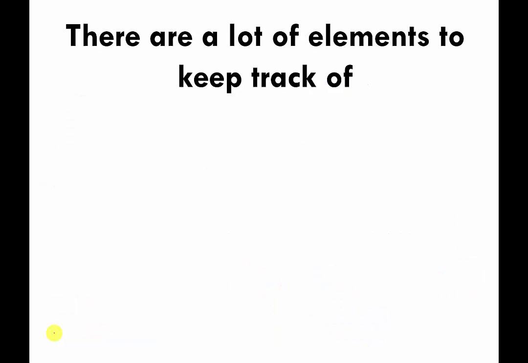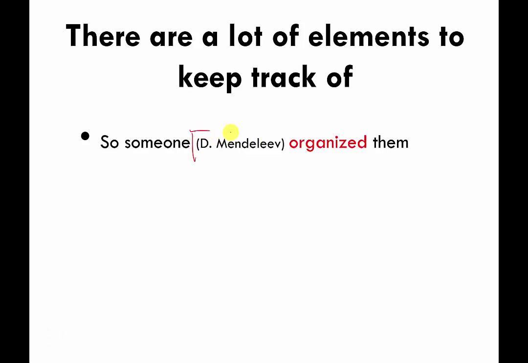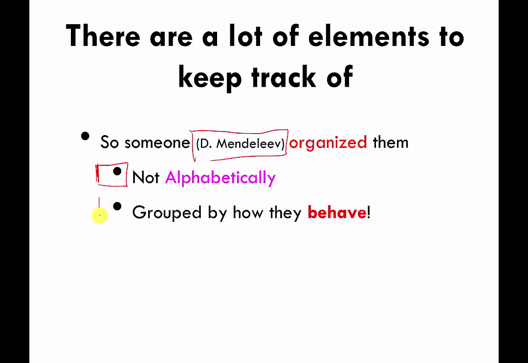There are a lot of elements to keep track of. I said there's 118 of them, so somebody actually organized them. His name was, I think, Dmitry Mendeleev or something like that. He was a Russian guy, long since passed on. He is given credit for organizing them the way that we organize them today, more or less. He did not organize them alphabetically.